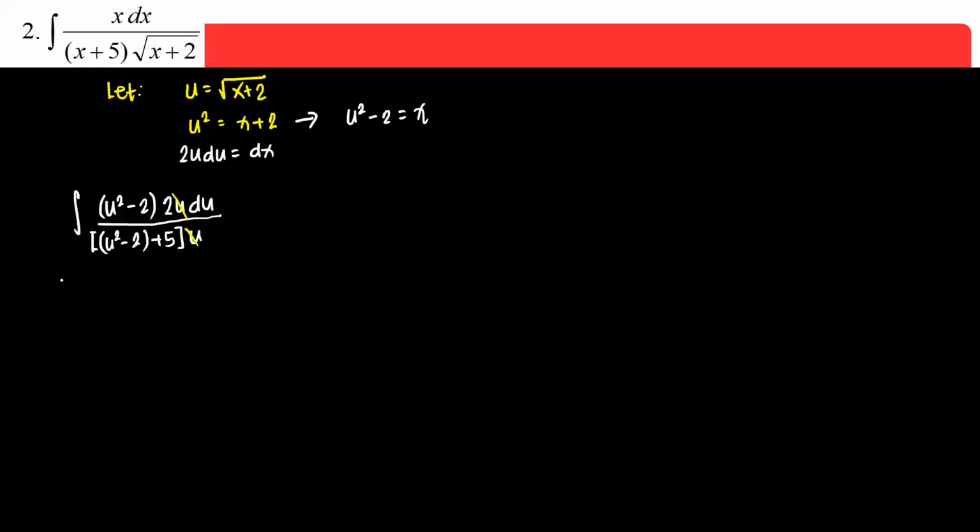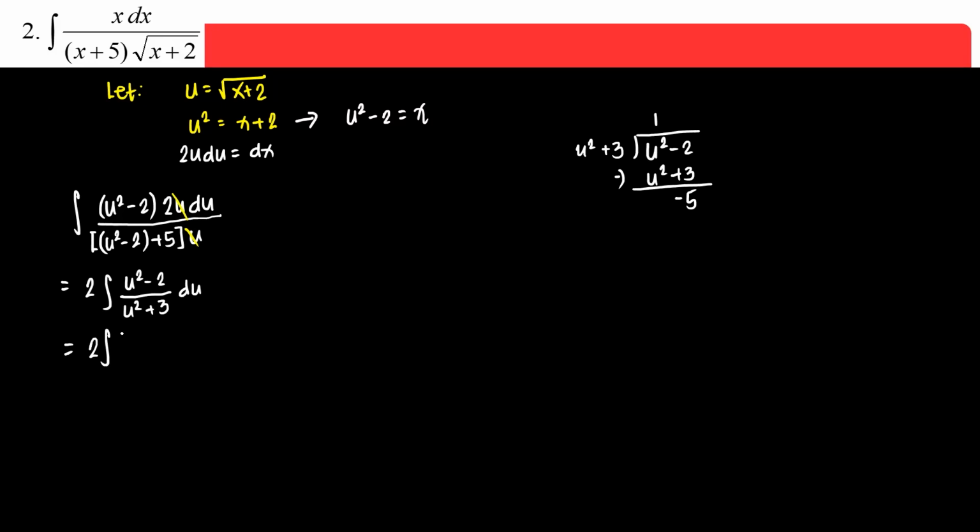So here, you know that you don't need the 2. Bring it out. On top, that's u squared minus 2. At the bottom, that's u squared plus 3. So again, this is an improper fraction. So let's do the long division. So that's u squared plus 3. And then since we're subtracting, change sign, you'll get minus 5. Okay? Therefore, this one can be rewritten as 2 integral of 1 minus 5 over u squared plus 3 du.